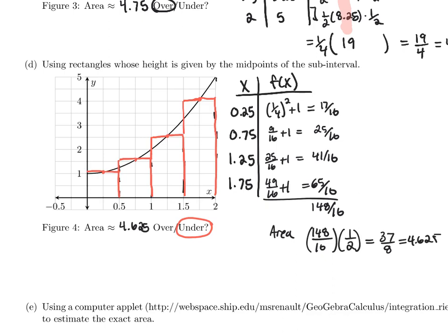So that's it for the video. It's mostly just finding function values, adding them up, multiplying by the widths. The only one that wasn't that simple was just the trapezoids, so finding the area of a bunch of different trapezoids.